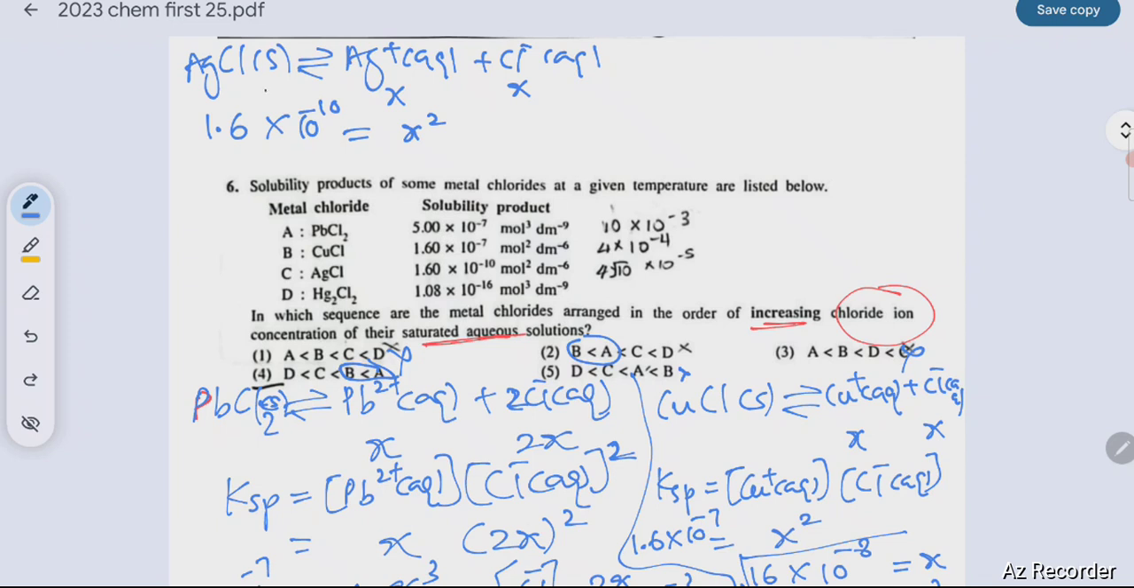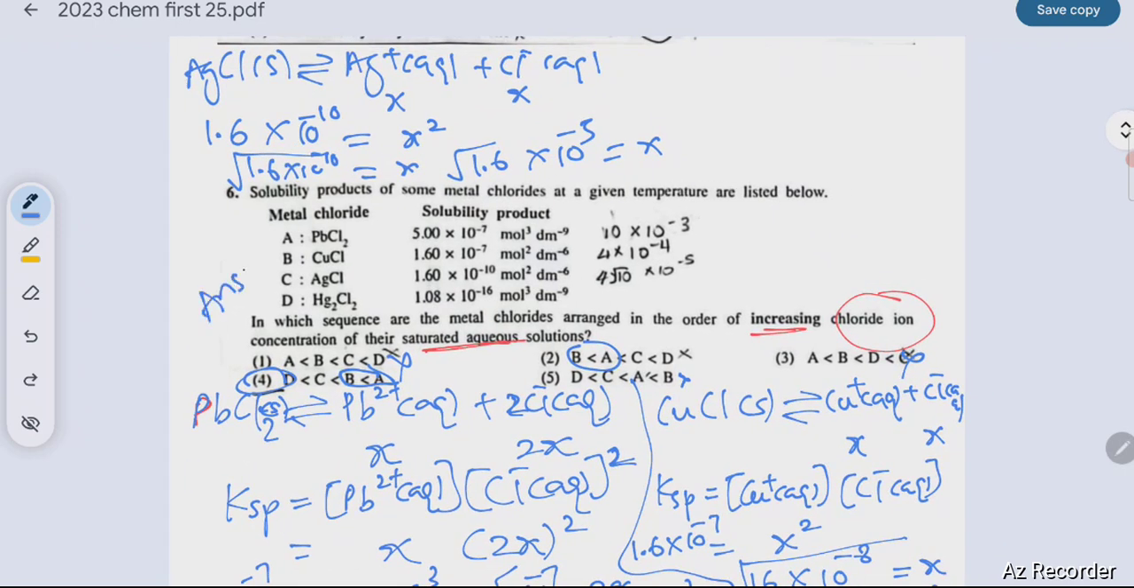So Ksp should be equal to Ag plus aqueous concentration times Cl minus aqueous concentration. Now if I take the square root of 1.6 into 10 to the power minus 10, we can keep it like this, no need to simplify, right? So that is root 1.6 times 10 to the power minus 5. So it is lower than both B and A, right? So C should be lower than both B and A. So from that we can go with answer 4. So answer 4 is the answer.